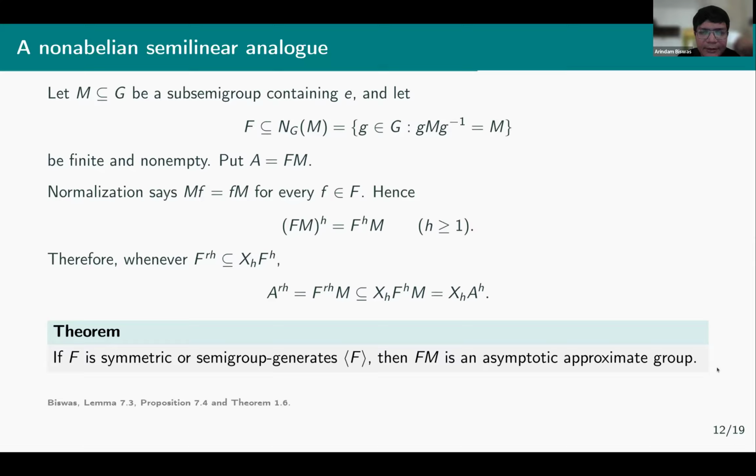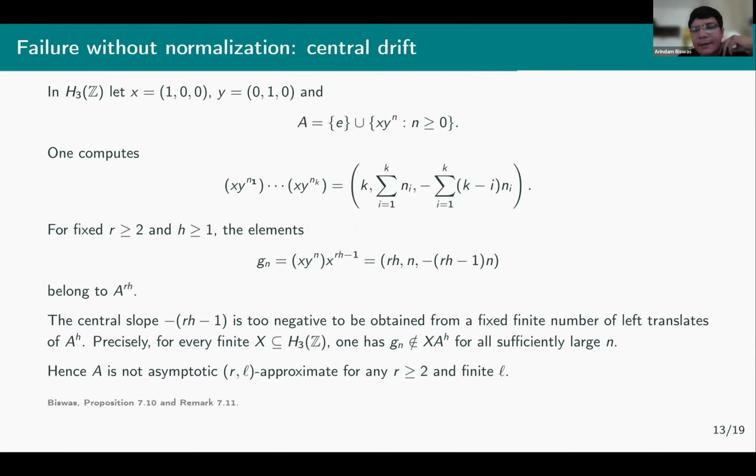But then one might think, okay, can we generalize it a bit more? Instead of F in the normalizer, can we put no condition on F? But that fact exactly is not true. Some sort of normalization condition is necessary, and this is true even in the simplest of the virtual nilpotent groups. So suppose we take the Heisenberg group and just take this set A. This is an infinite set, x y to the power n.